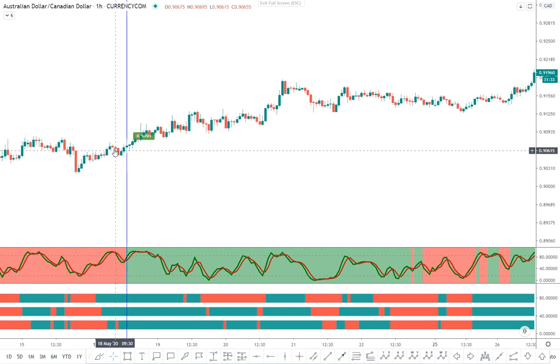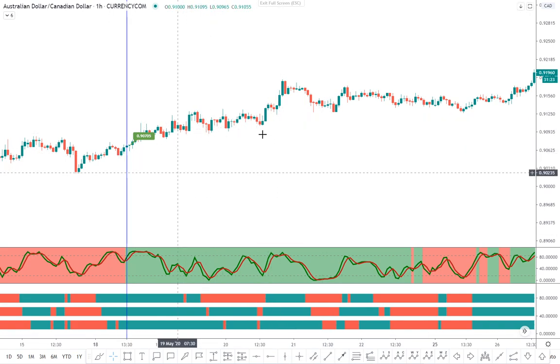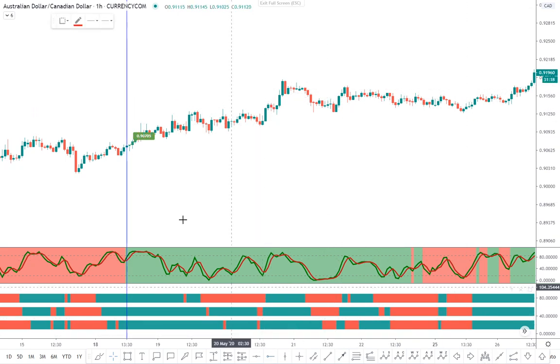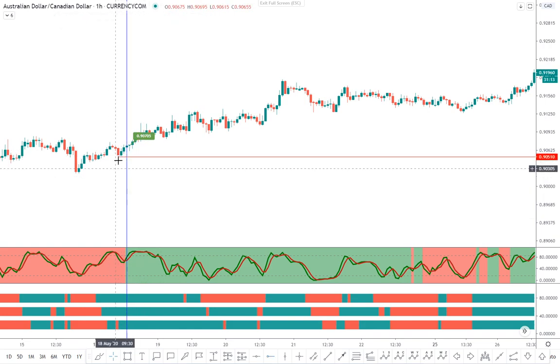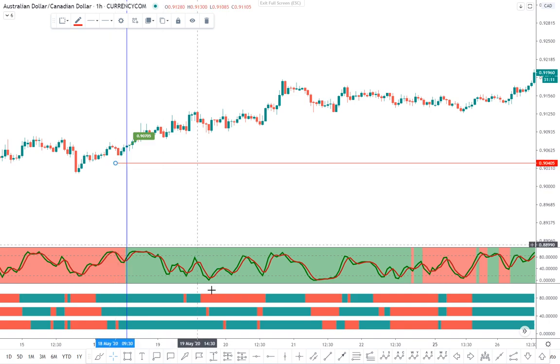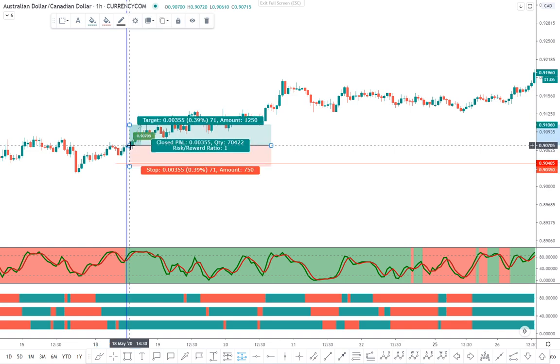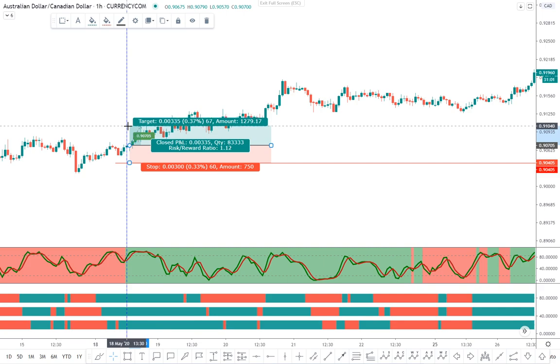1 2 3 4 5 6 7 8. The lowest point is this, so we'll place our stop loss over here. Sorry, this is past data, otherwise I could have just rewound it and shown you. So our stop loss is here, and we take a long position at 1 to 1, a 1:1 risk reward ratio, so 0.33. That's a target hit.